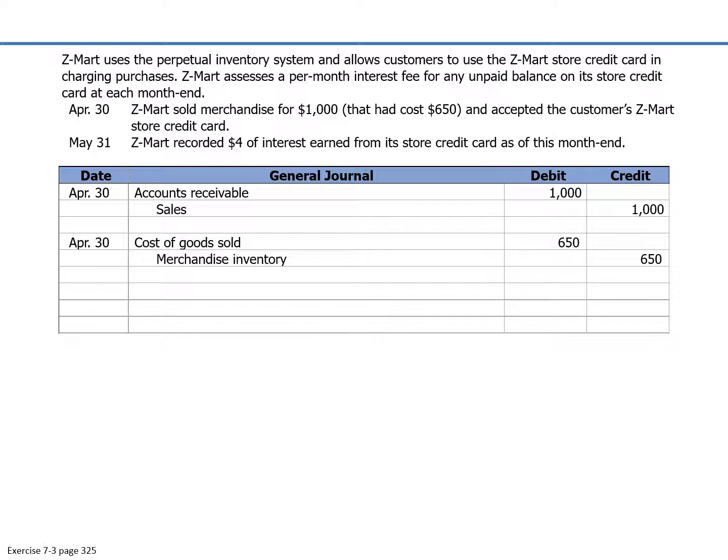So on May 31st, Zmart recorded $4 of interest earned from its store credit card as of the end of the month. Accounts receivable, $4, and interest revenue, $4. Okay.